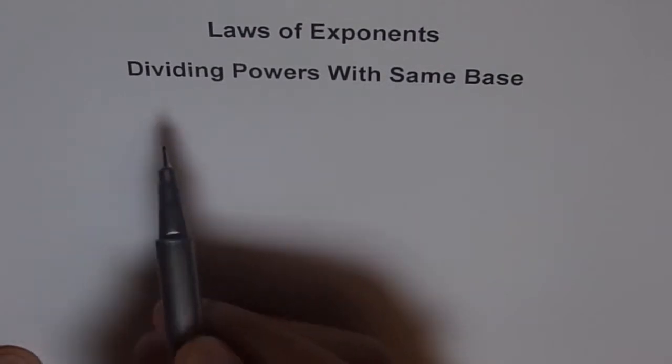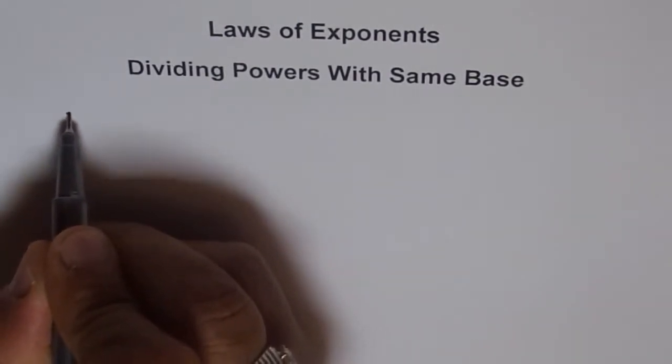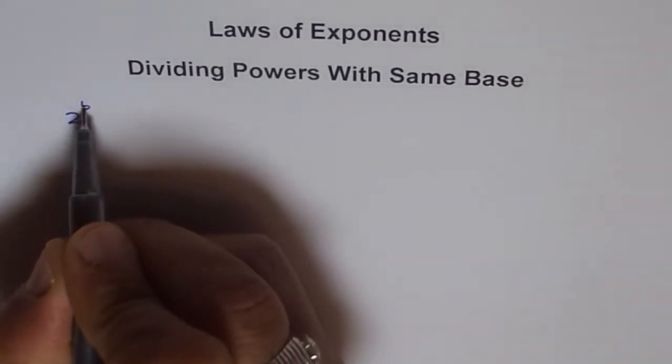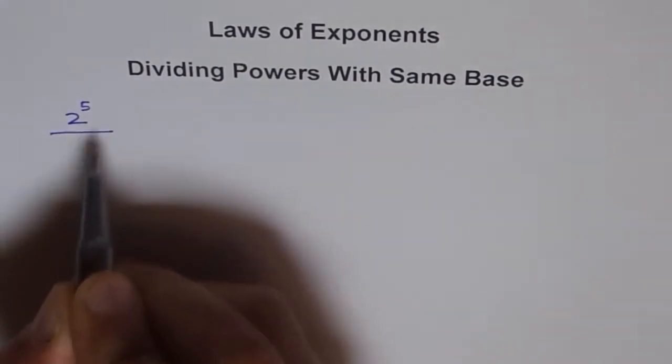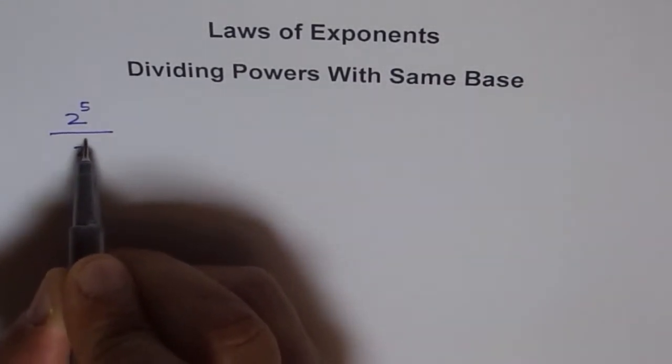Laws of exponents. Dividing powers with same base. Let's try to see what happens when we divide exponents with same base. Let's take an example like this. Let's say we have 2 to the power of 5 divided by 2 to the power of 7.